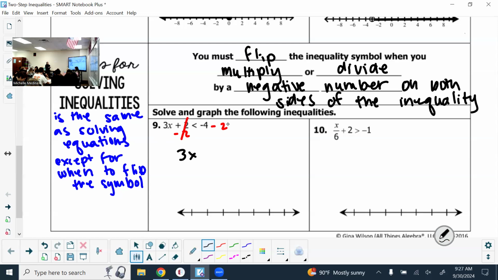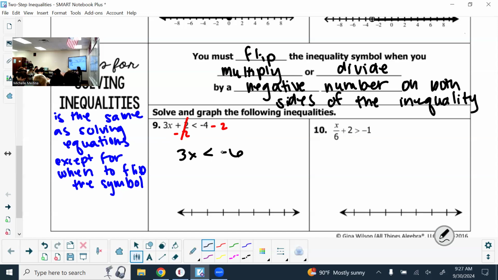And anytime you do something on both sides, just check to see: did I just multiply or divide by a negative right now? So then don't switch the sign. All I did was subtract. You never switch the sign when you subtract. Okay. -4 minus 2 is what? -6.